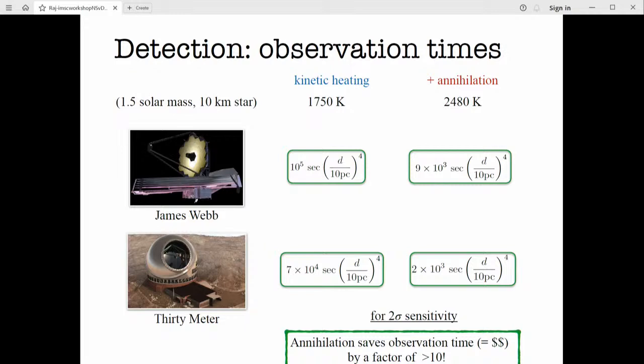Right, so again, the point here is you only need 10^5 seconds, and 10^5 seconds is what? It's the order of hours, right? You only need that to get 2 sigma sensitivity to do some exclusion here.